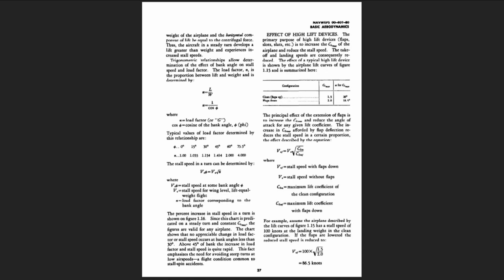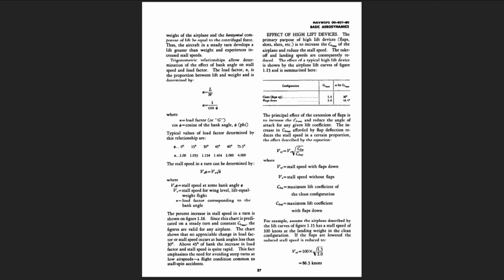The percent increase in stall speed in a turn is shown on figure L.16. Since this chart is predicated on a steady turn and constant CL max, the figures are valid for any airplane. The chart shows that no appreciable change in load factor or stall speed occurs at bank angles less than 30 degrees. Above 45 degrees of bank, the increase in load factor and stall speed is quite rapid. This fact emphasizes the need for avoiding steep turns at low airspeeds, a flight condition common to stall spin accidents.